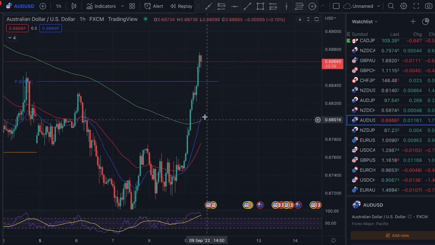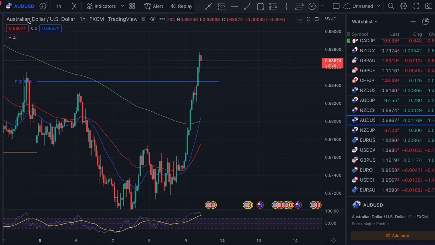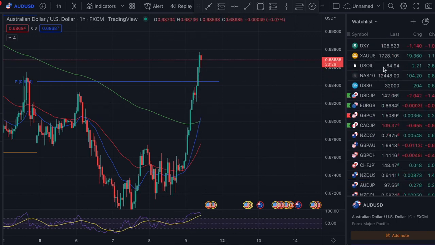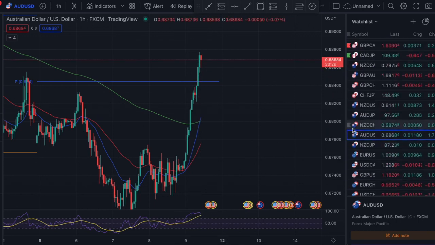In this example, we can see the Australian dollar against the US dollar is much stronger, and this could be because the Great British Pound is getting stronger. Now, this doesn't always play out, but it is definitely a correlation to look out for.